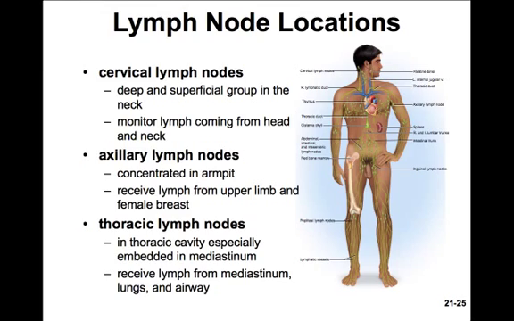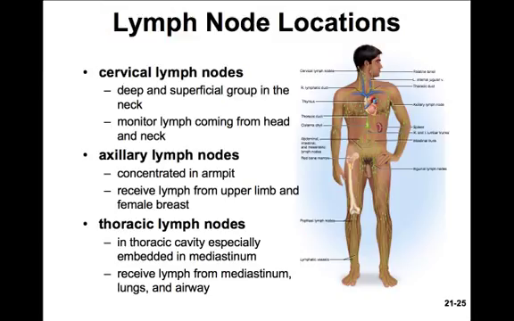The lymph nodes have several classic locations. There are cervical lymph nodes. The cervical lymph nodes are the ones we see in our neck. There are a deep and a superficial group. These monitor the lymph coming from the head and neck and cleanse it. The axillary lymph nodes we've already taken a brief look at. They're concentrated in the armpit and they receive lymph from the upper limb as well as from the breast tissue.